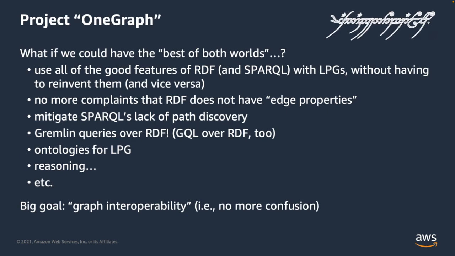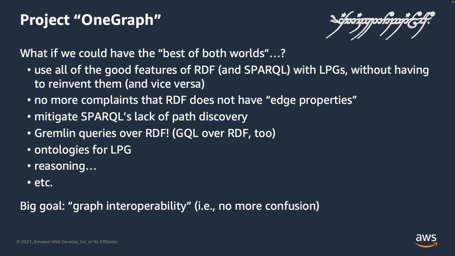So, what if we could actually have everything, all the good stuff? And for this reason, we have conceived this project OneGraph. Some of you may realize this is a Tolkien reference. Brad actually thought it was too arrogant to name it like this.